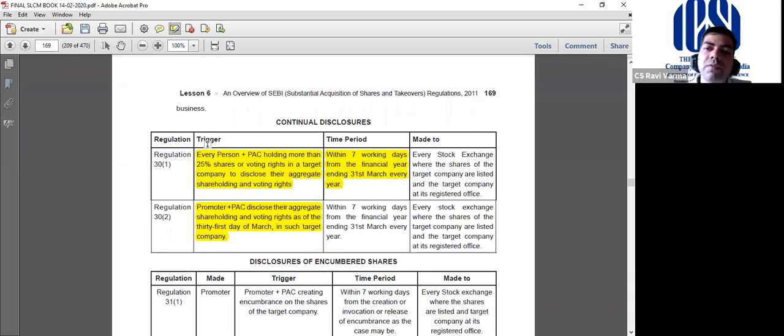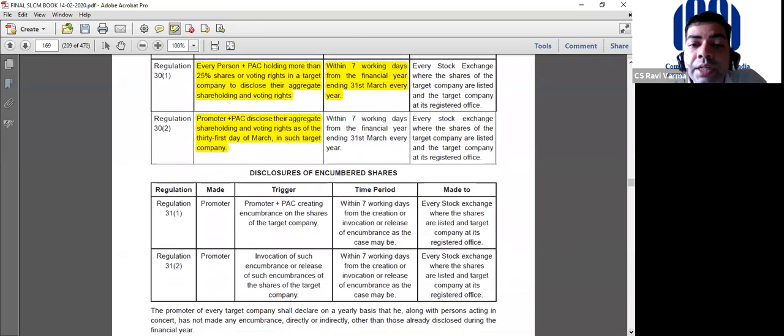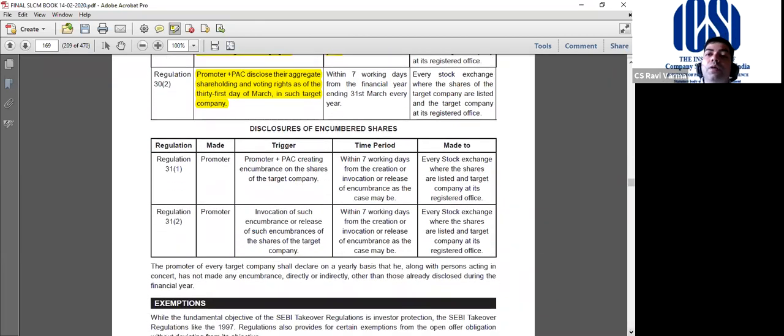Means if a promoter is holding 1%, he needs to inform every year within 7 working days from the end of 31st March that this is my holding. Similarly, on those shares, if you create a pledge, because promoters sometimes borrow money by pledging the shares, they need to inform that they have pledged the shares. Any promoter or PSC creating a pledge shall inform within 7 working days that this is the pledge they have created.